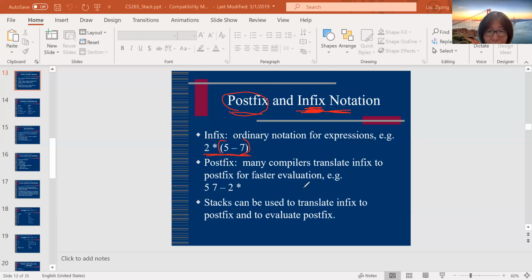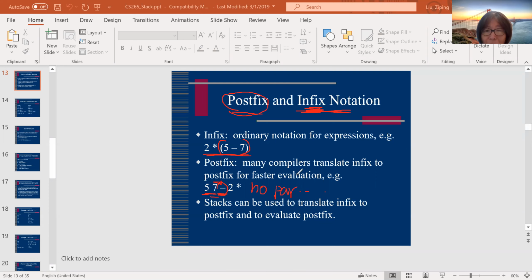expression. In a postfix expression, the operator is not between the two operands. It is after the two operands. So you have 5 and 7, those are two operands, and the subtraction operator, the minus operator, comes after them. Also in a postfix expression, we don't have parentheses, so no parentheses.